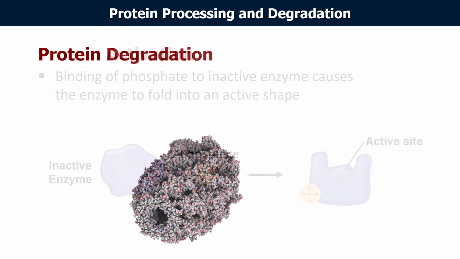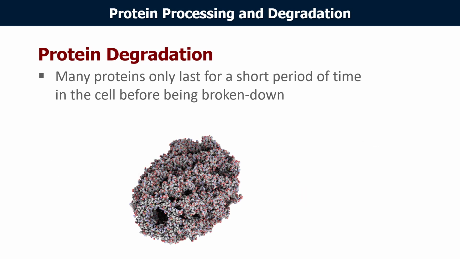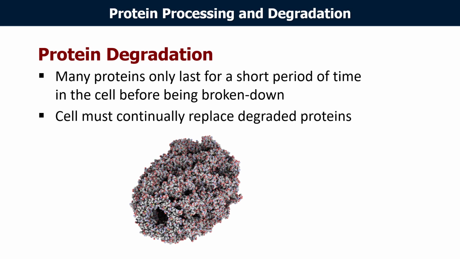But it also turns out that when proteins are made, they don't last in the cell forever. Many proteins only last for a short period of time in the cell before they themselves get broken down and degraded. So proteins kind of have a half-life. Proteins are not permanent. They're destroyed, and we may have to reform them. So cells are continually replacing degraded proteins. But again, that requires turning the genes back on and transcription, translation, and the whole nine yards.